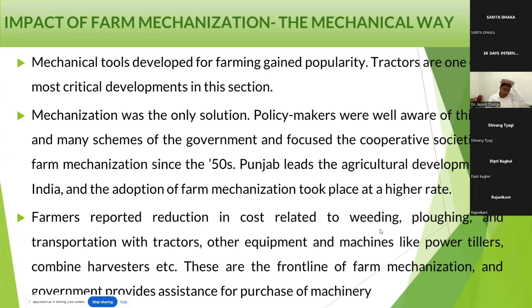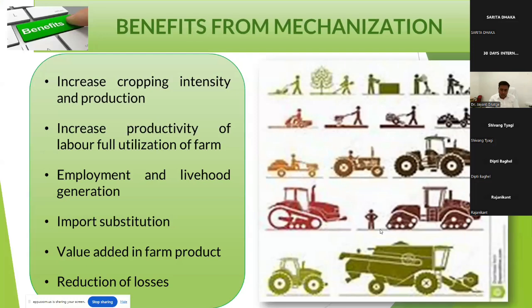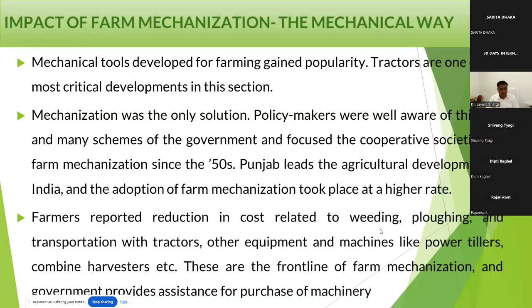When we see the impact of farm mechanization in the mechanical way, some mechanical tools developed for farming gained popularity. Tractors are one of the most critical developments in this section. With the use of implements, mechanization, we can reduce the problems on the farm in the mechanical way. If we consider the chemical way, there are some different conditions.